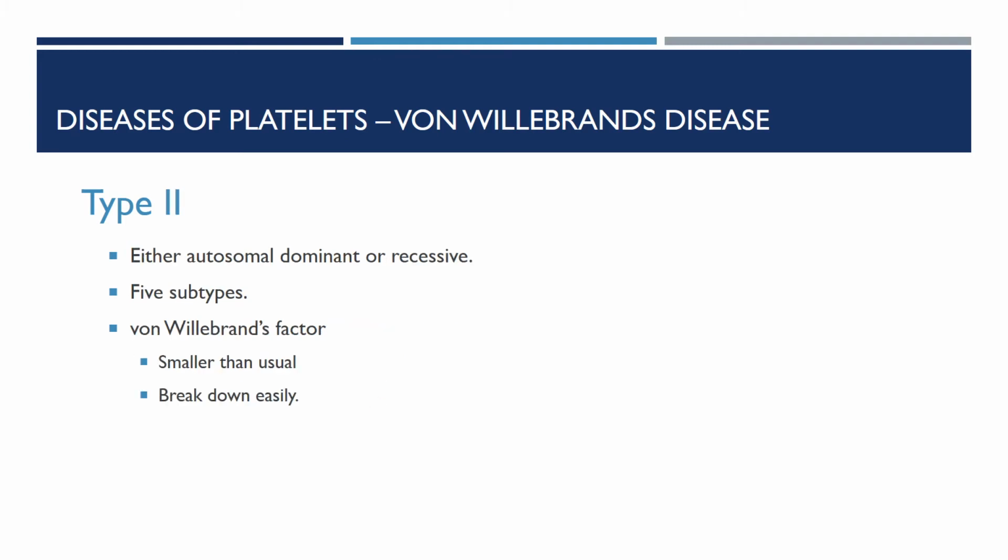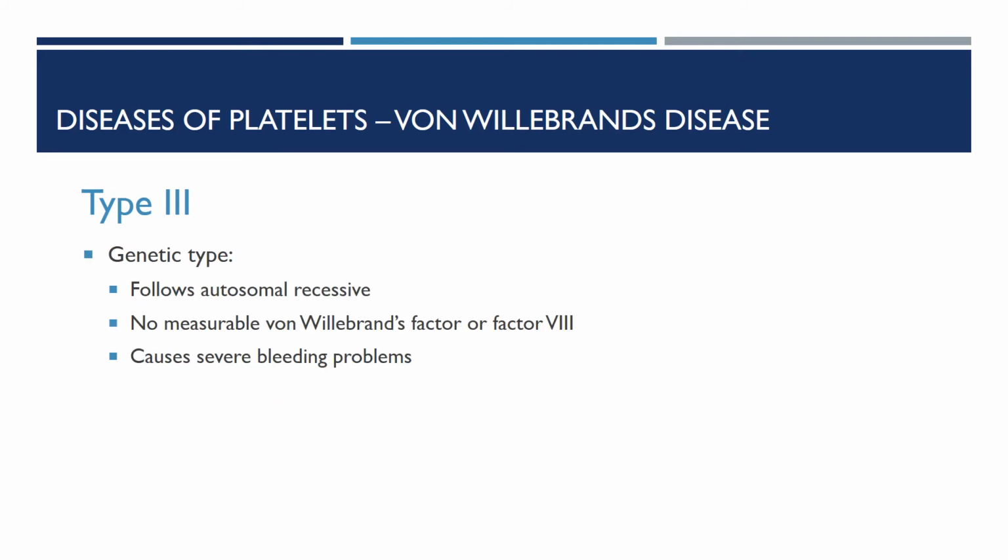Okay, so this type 2 version of von Willebrand disease can be an autosomal dominant or recessive trait. It only makes up about 10 to 15% of all cases. It has multiple subtypes, so it is kind of tricky. And then, this von Willebrand's factor actually is shorter now in length, and it breaks down easier. So the platelet plug will form, but it might not be very strong, right? So if it's abraded at all, it might just open back up.